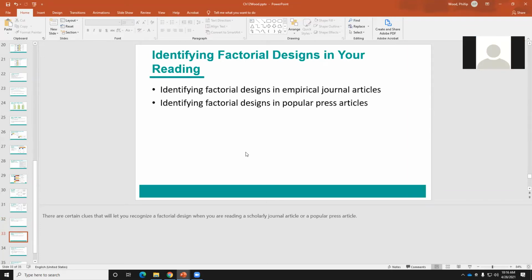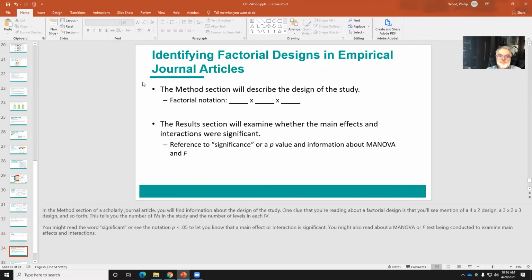When you're looking at the popular press, it's going to be a different set of language from when you're looking at empirical journal articles. Generally speaking, empirical journal articles will use the notation of exactly the experimental design. They will say things like, this is a 2x2 design, or a 2x2x2 design, and they'll tell you what the independent variables are and how many levels there are. When you're looking at a popular press article, often they'll say things like, it depends. So in words, this is what it looks like.